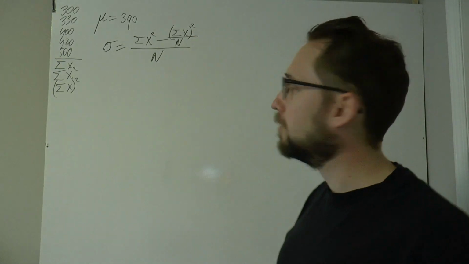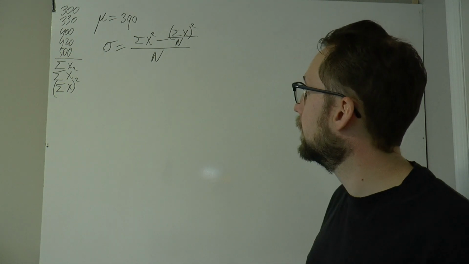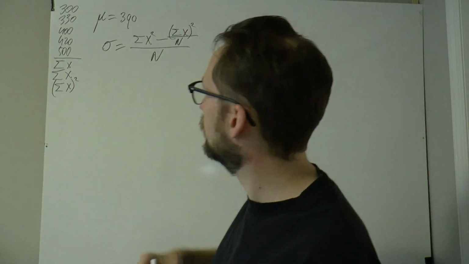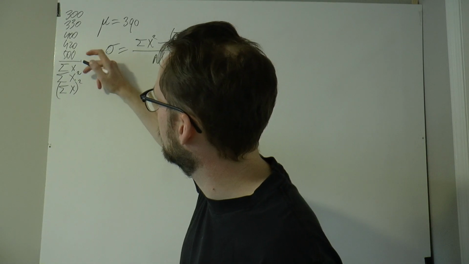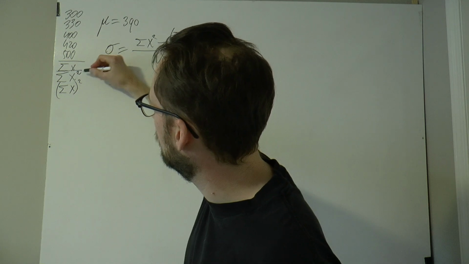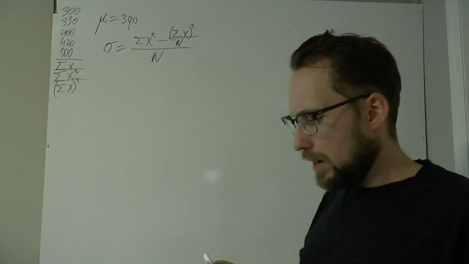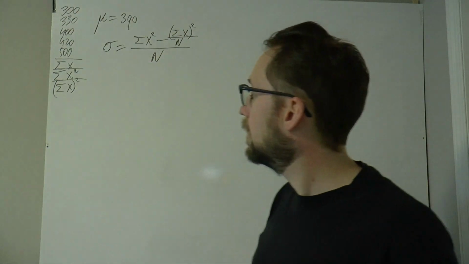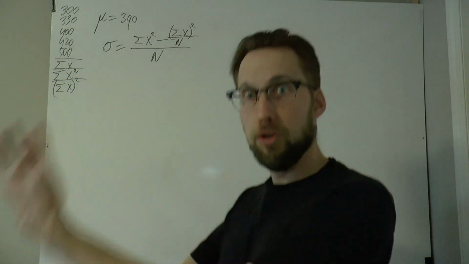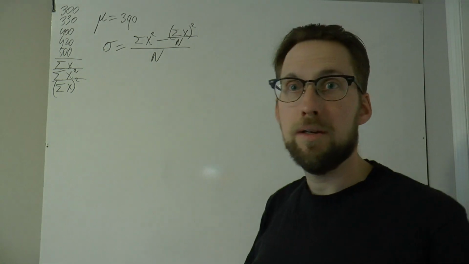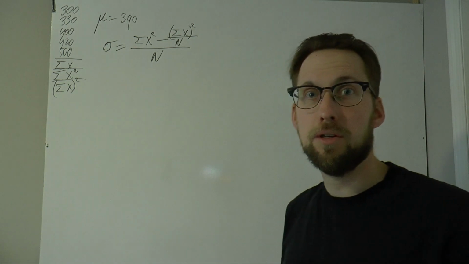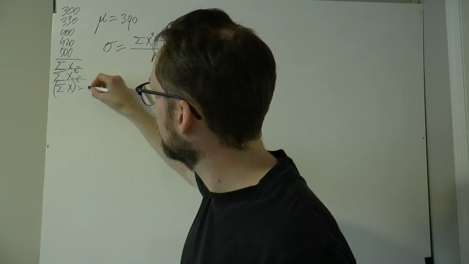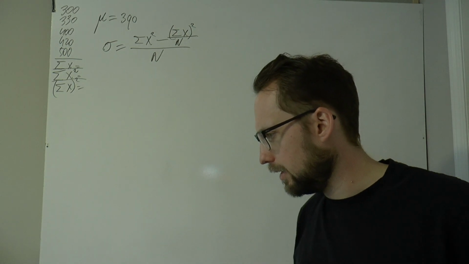So what do we need for this computational formula again? We have these 3 things that I already wrote down because we'll need them: the sum of all x's, the sum of all squared x's, and the sum of all x's, squared. Those are different things.